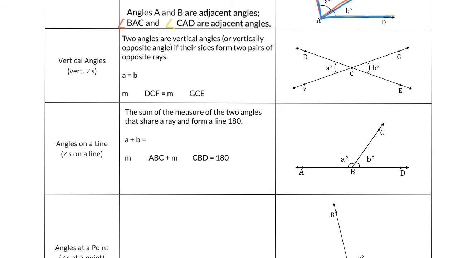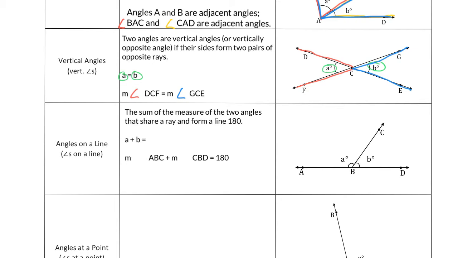Alright, now let's look at vertical angles. Two angles are vertical angles, or vertically opposite angles, if their sides form two pairs of opposite rays. So that means that both angle A and B are going to equal the same thing. So for example here, I have angle CDF equals angle GCE. Please pause the video if you need more time to write this down.